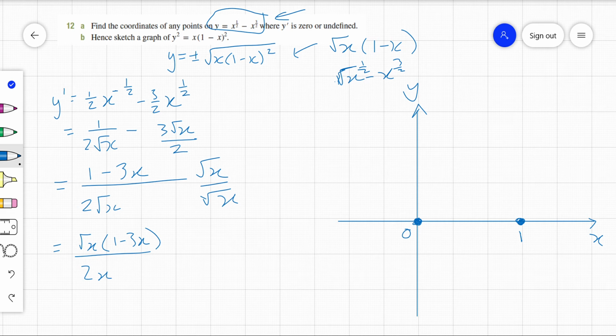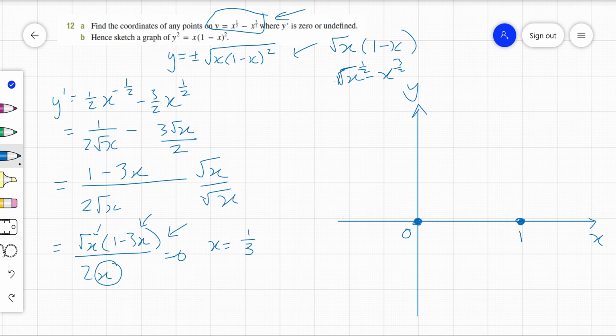All right, so what does that tell me about y dash? First of all, it tells me that y dash is undefined at x equals 0. I can't have it. And then if I look at the top, this would have given me x equals 0 for y dash equals 0, but I can't have it. And this bracket will give me x equals 1/3. If I make y dash equal to 0, I get x equals 1/3. So I know this is going to be a stationary point where x equals 1/3.